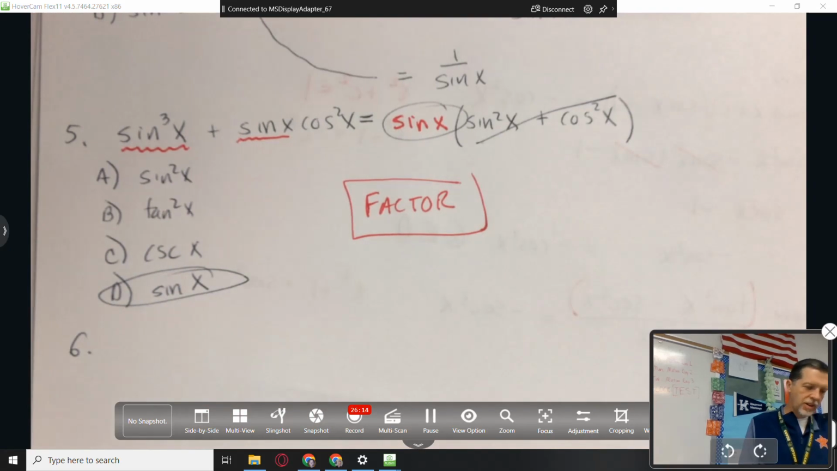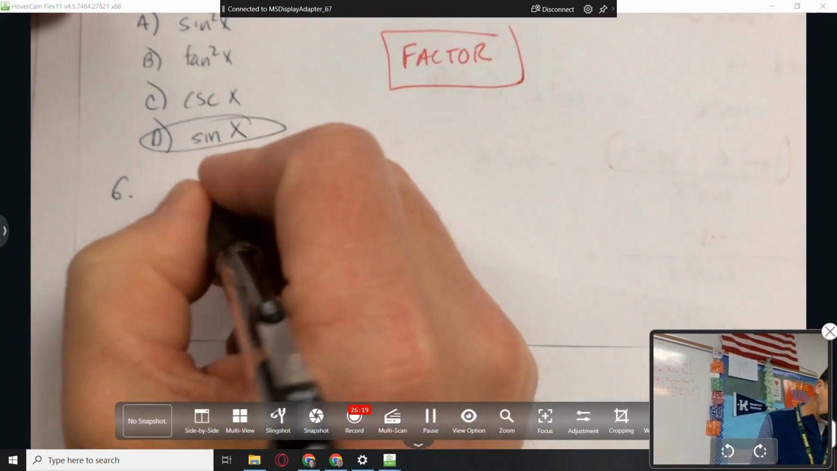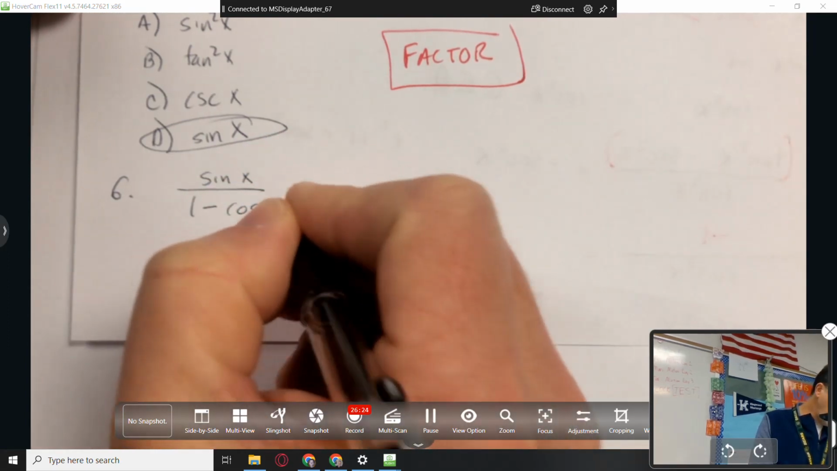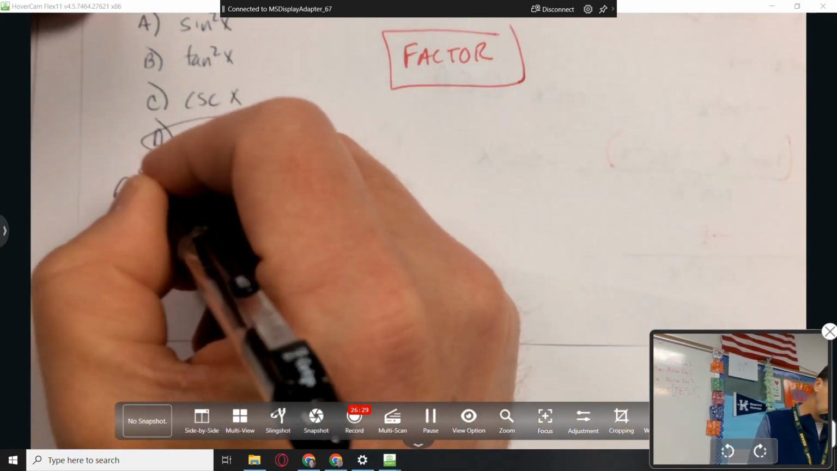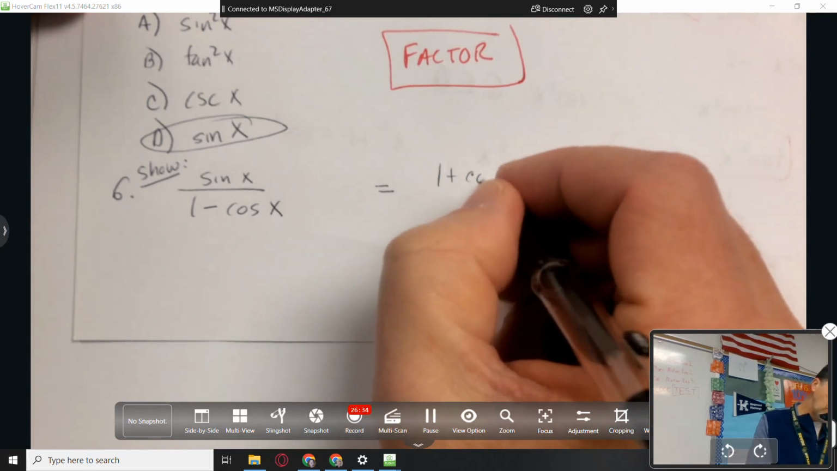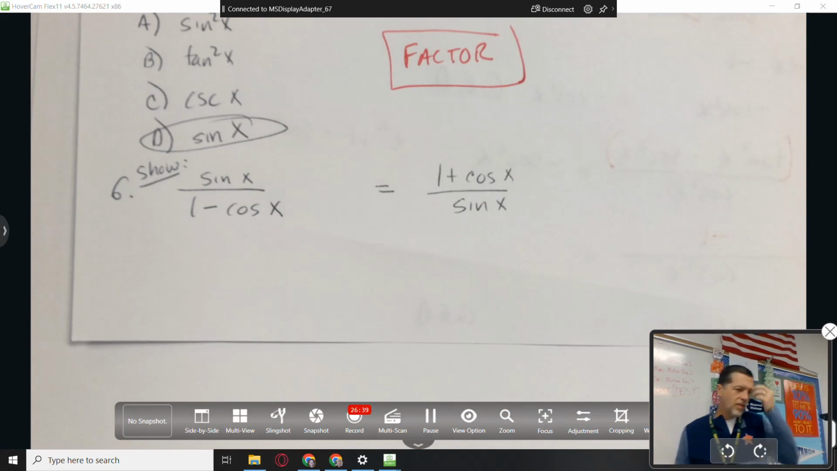All right, last one. Sine of x over 1 minus cosine of x, and leave some space here, because we're going to do something here. This is a show problem, so I'm going to give you the answer. Equals 1 plus cosine x over sine of x. This is one that you probably wouldn't get unless your math teacher showed you what to do.